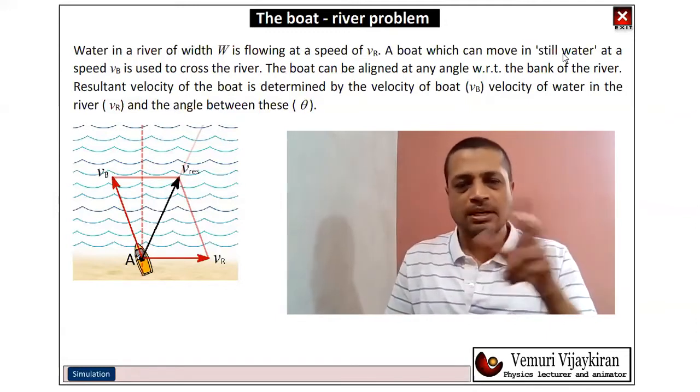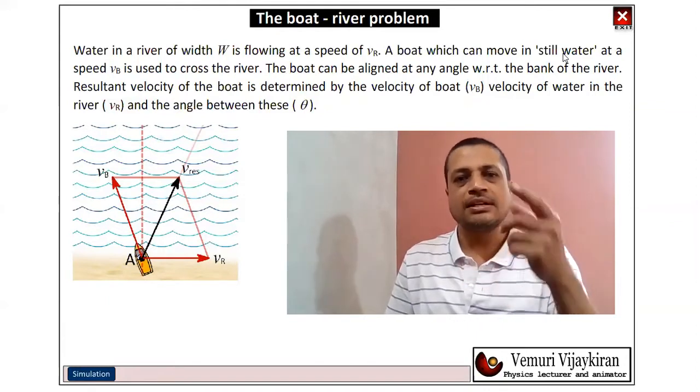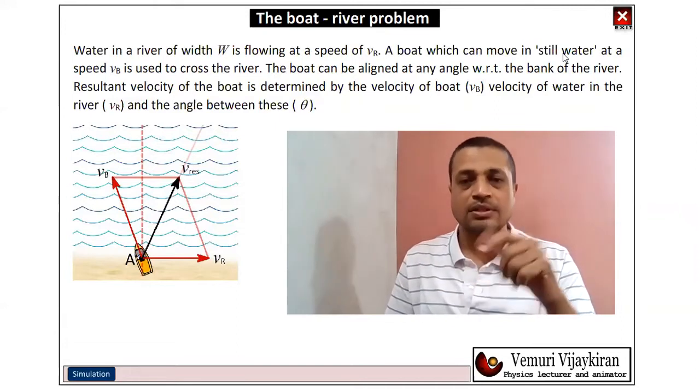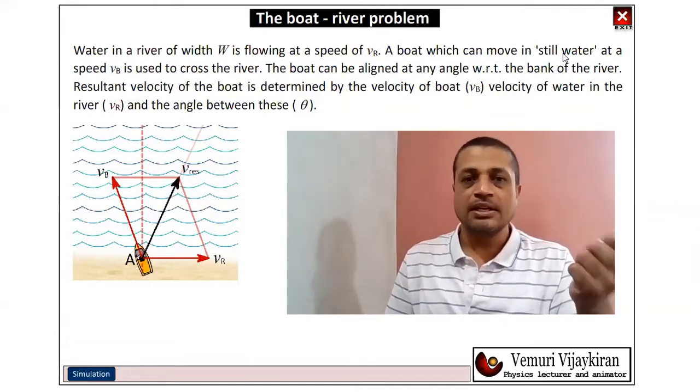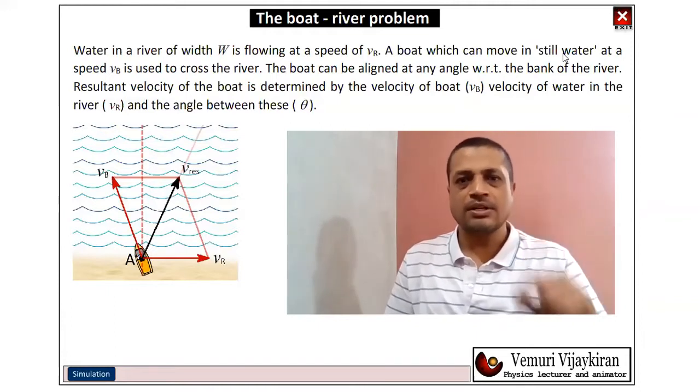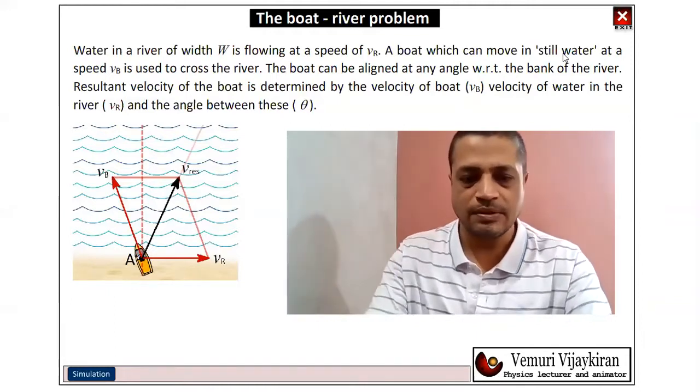Do both the approaches actually result in the same solution? Is the shortest distance path also the shortest time path? If yes, why? If no, why? Let us try to understand that using the simulation.